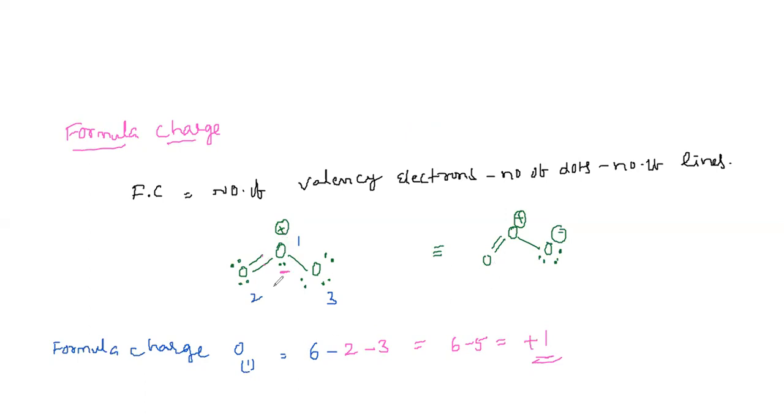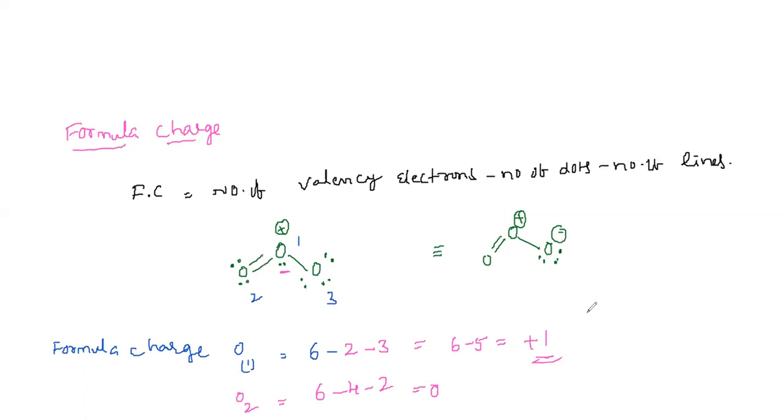Whereas in this case, the second one: formal charge of oxygen 2 equals the same group number, six, minus the number of lone pairs. Here two are there, so four. Four minus the number of bonds, here two, it is zero. That's why there is no charge.